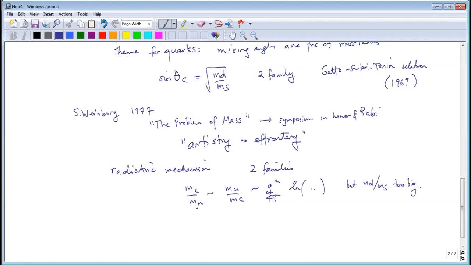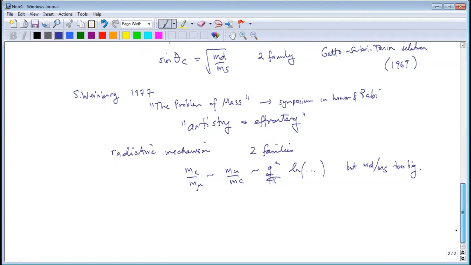So then he says, look, we need to have this thing already there at the tree level. So then he says, let's consider the following set of mass terms in your Lagrangian. So we're going to write minus A d_L bar, and I'm going to put the gauge eigenstate labels here, s_R^0. Minus B s_L bar d_R^0. Minus C s_L bar^0 s_R^0 plus the conjugate.